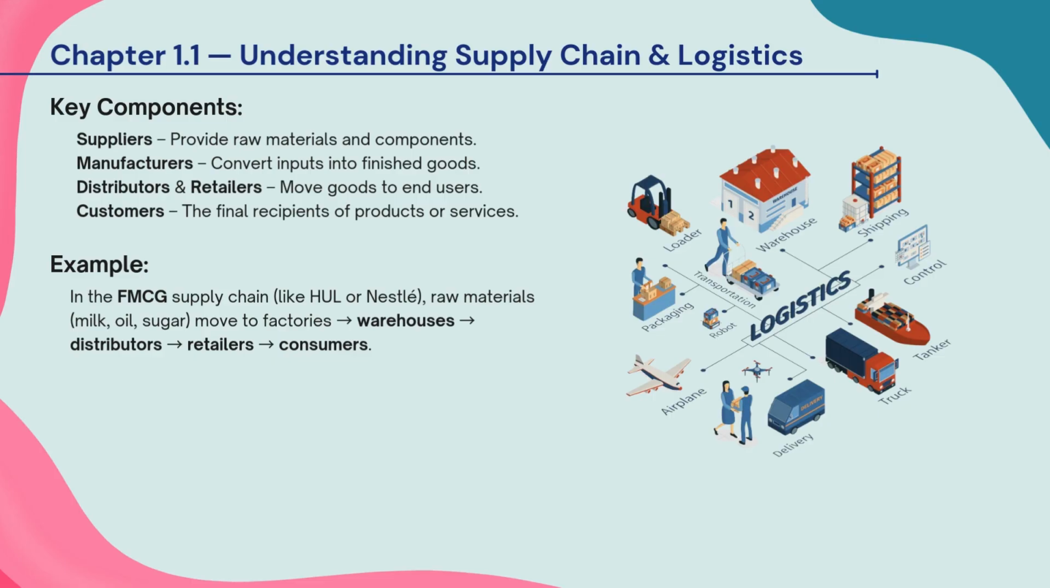For example, in an FMCG company like Hul or Nestle, raw materials such as milk, oil, and sugar go to factories, then to warehouses, then to distributors, then retailers, and finally reach the consumer. This shows how every stage is connected and important.